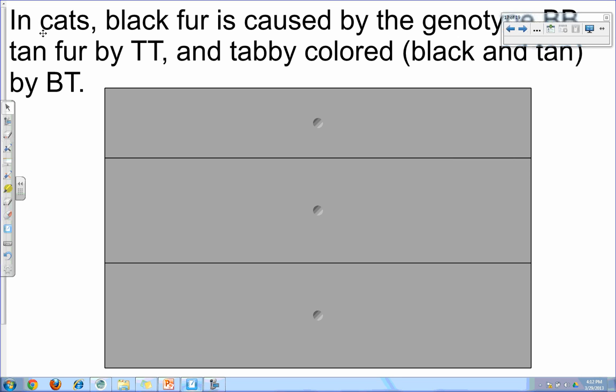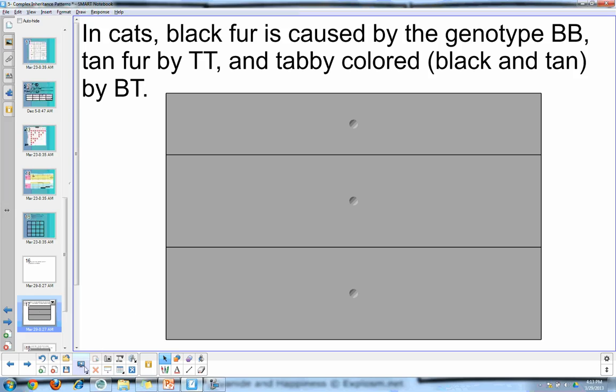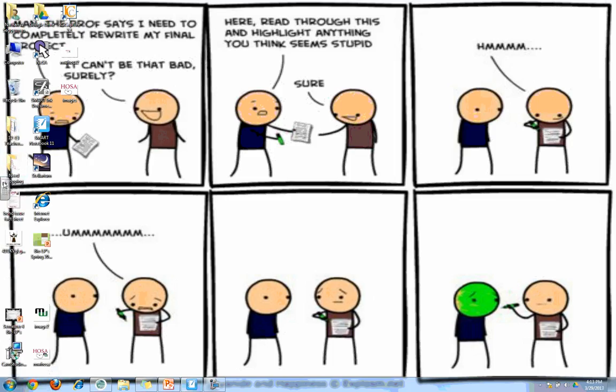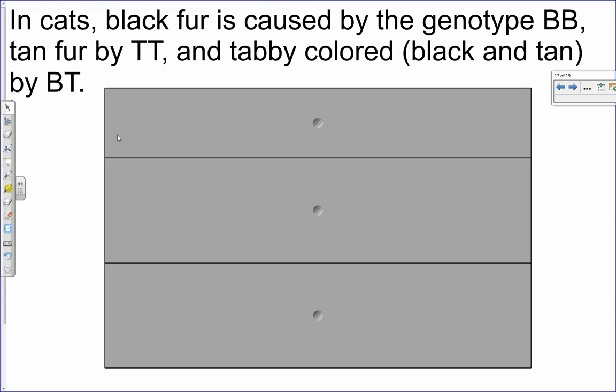So black fur is caused by big B, tan fur by big T, and tabby colored black and tan by big B, big T. So think about that. There's two dominants there. And when we get one of each in an individual, we see both black and tan. There's no blending here. So what inheritance pattern is this? Well, since there's no blending, this is going to be codominance. So what percent of the kittens would be tan if you crossed a tabby mother with a black father?